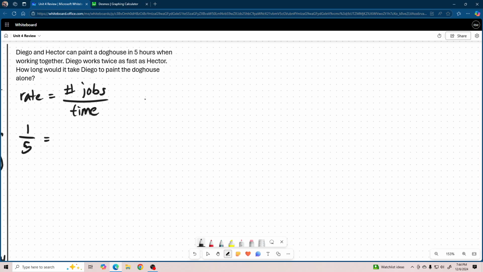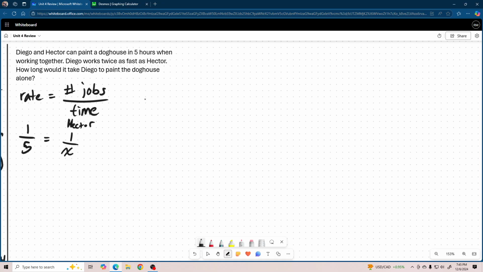All right. Now it's going to be a combination of both of their rates. So it's going to be Diego's rate plus Hector's rate, right? Well, what's Diego's rate? Diego can work twice as fast as Hector, right? So we don't know how much time it's going to take them each individually, but let's do Hector first, because that might be a little bit easier. If we do Hector first, we know that Hector can do one job in x hours. We don't know exactly how many hours it takes, but we know he can do one job in that amount of time.